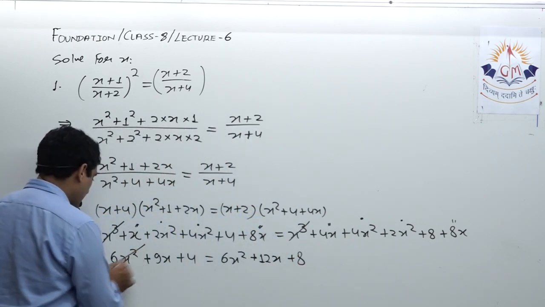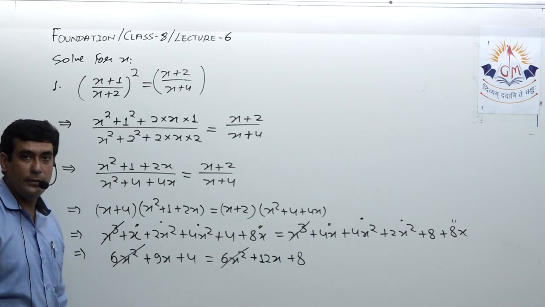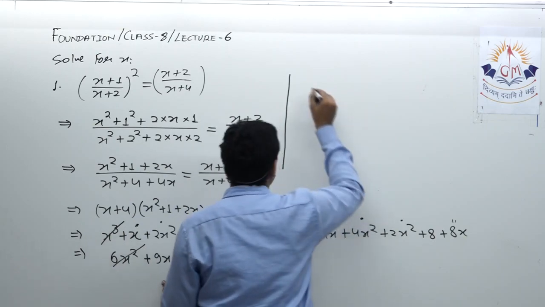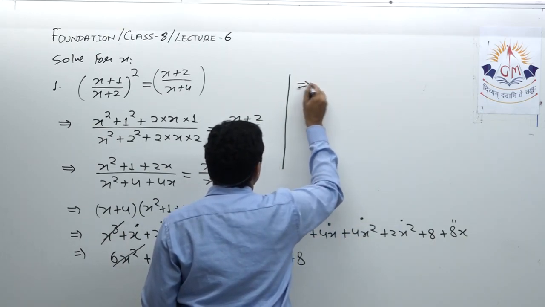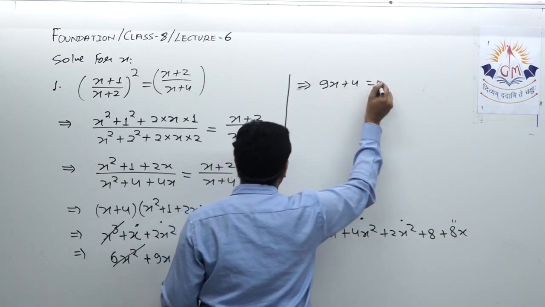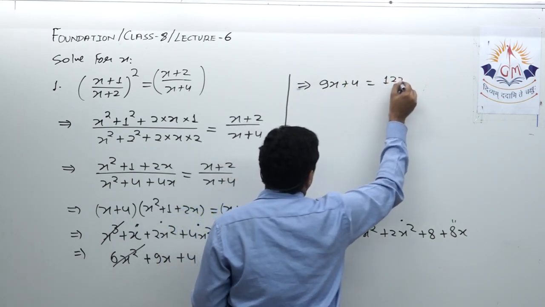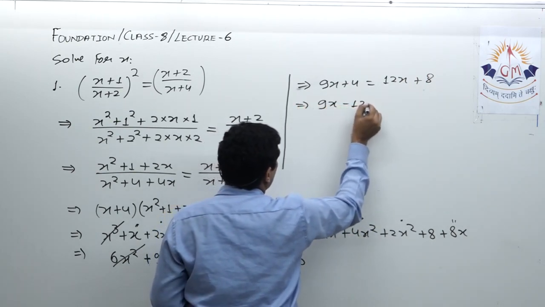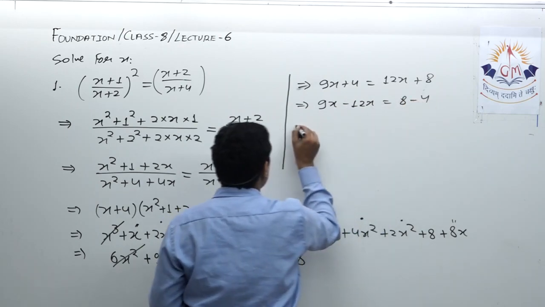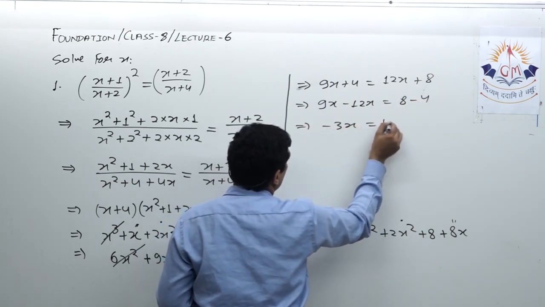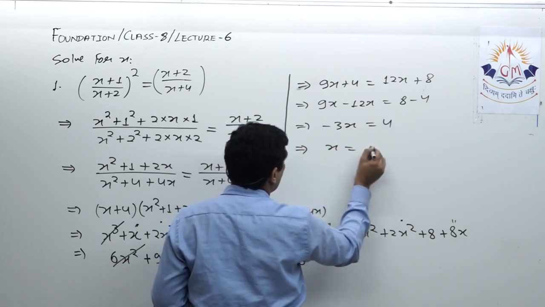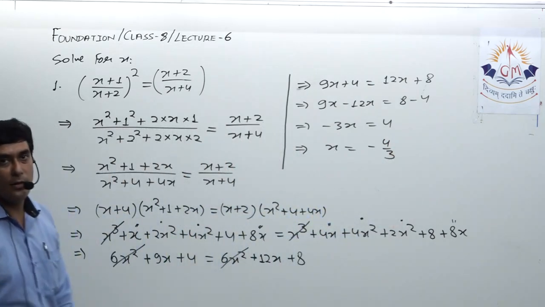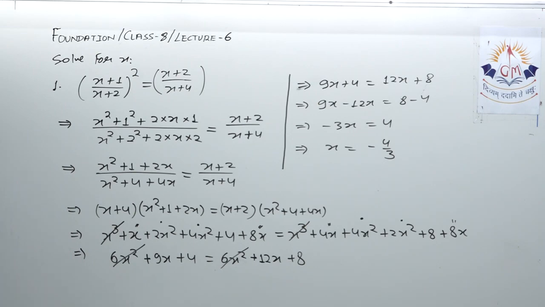So again here I can cancel this 6x square and 6x square directly. Now how to solve it further? It's very easy. I am left with 9x plus 4 is equal to 12x plus 8. Now I take this term 12x to the left hand side and this 4 to the right hand side. So here I will get minus 3x equal to 4. So ultimately x equals minus 4 by 3. So this is my final answer. Please note it down, then we'll see the next question.